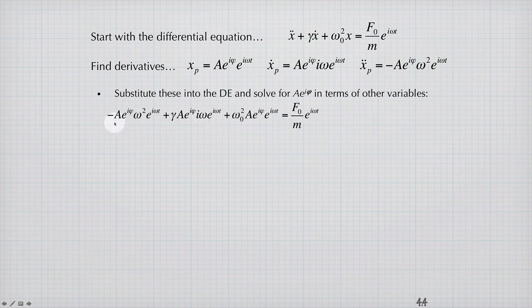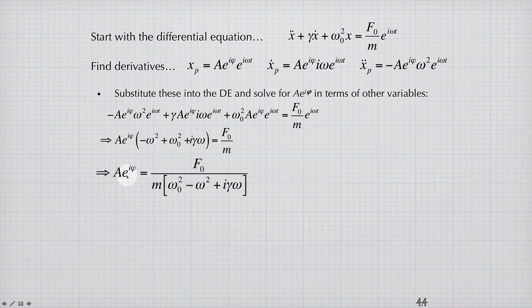So we substitute them in and we get this expression here. We can remove a factor of A e to the I phi, like this, and then divide through by this term in brackets, giving A e to the I phi equal to this function here. So this is a complex number, and this is also a complex number.